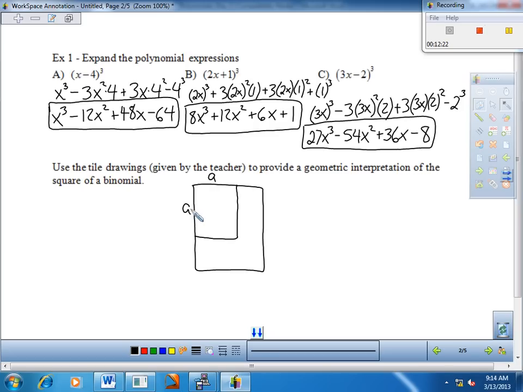And then if you get an opportunity, we're going to go in the lower right-hand corner here, and we're going to do a secondary square. And this one I'm going to do B by B.